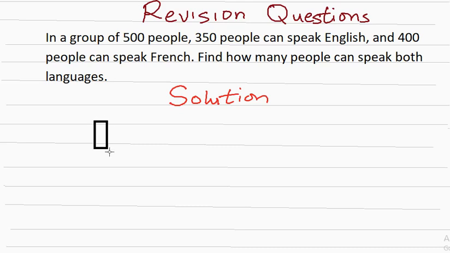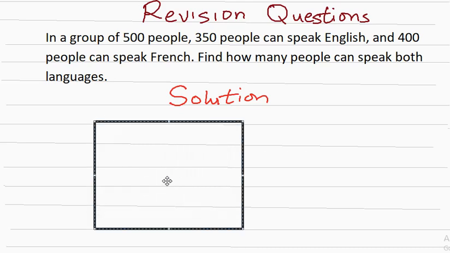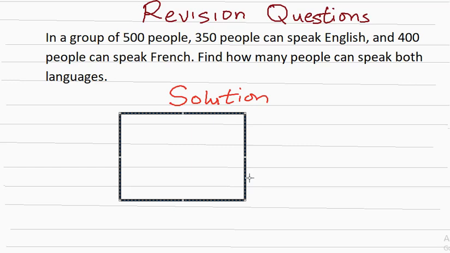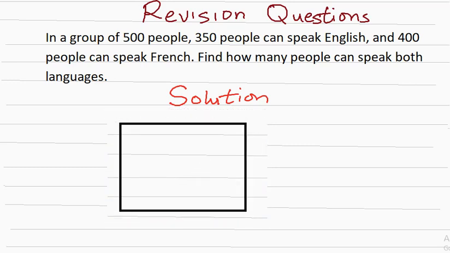So now I will draw the Venn diagram. It's much easier for me to solve this with the Venn diagram. There are two subsets. The rectangle will represent the universal set, and the number of people in the universal set is 500. So there are two subsets: the set of people that speak English and the set of people that speak French.